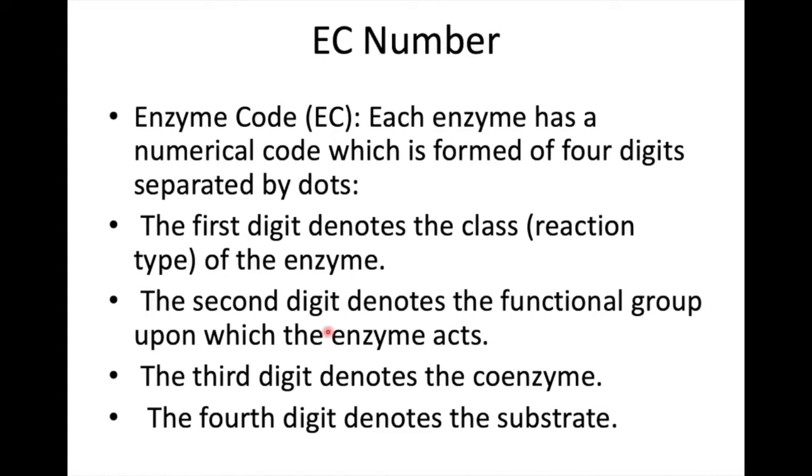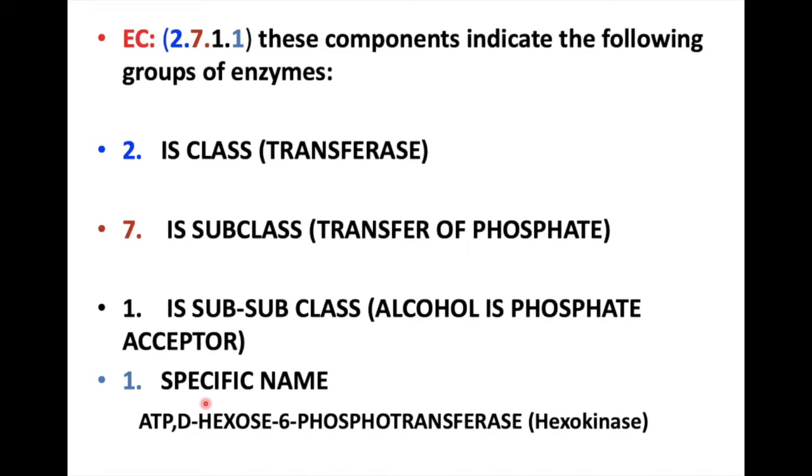Second digit indicates which of the 6 classes the enzyme belongs to. Second digit denotes the functional group upon which this enzyme acts. And the third digit denotes the coenzyme. And the fourth digit denotes the substrate. For example, 2.7.1.1. What does this indicate? This is the EC number of the enzyme, and the first digit is the class.